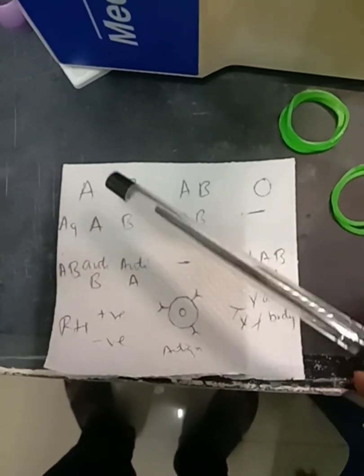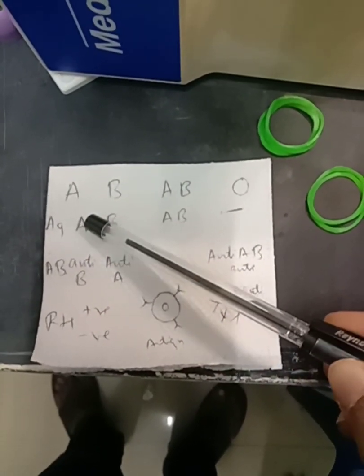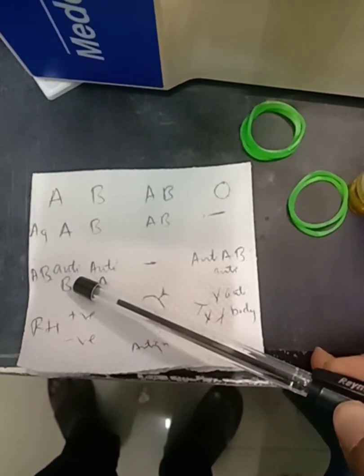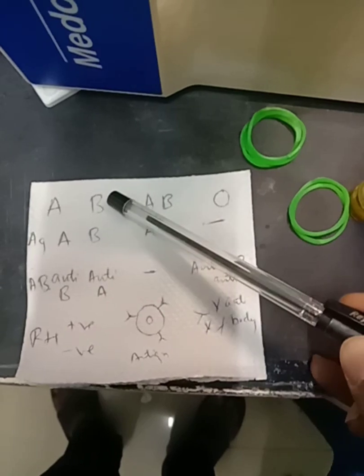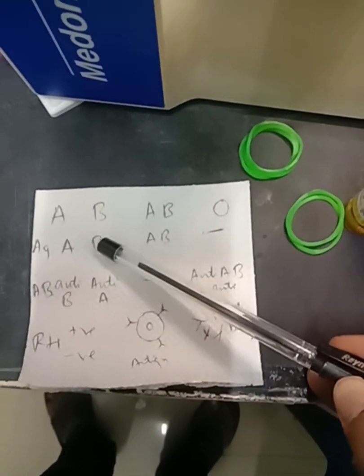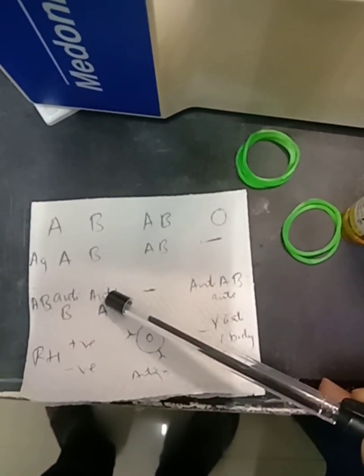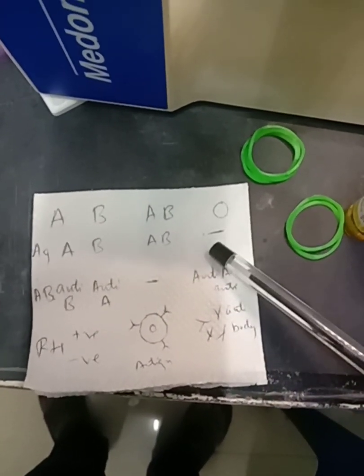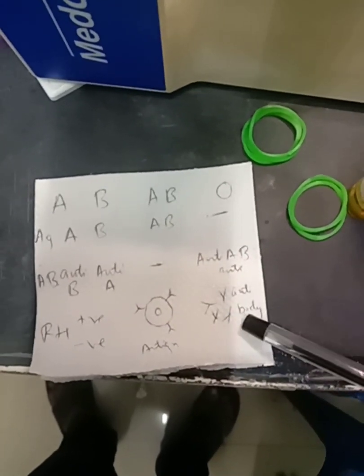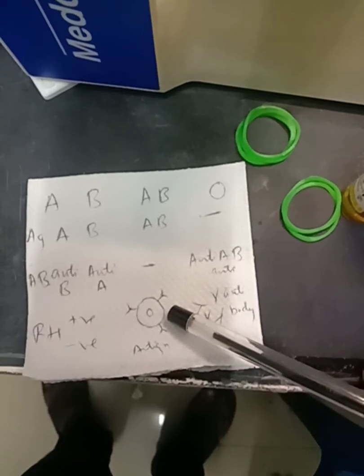In A blood group, the antigen is A and the antibody is anti-B. In B blood group, the antigen is B and the antibody is anti-A. In AB blood group people, A and B are the antigens and there is no antibody. In O there is no antigen but there are anti-A and anti-B antibodies. These antibodies attack RBC.